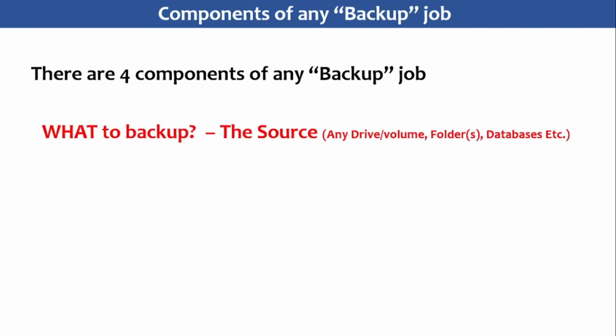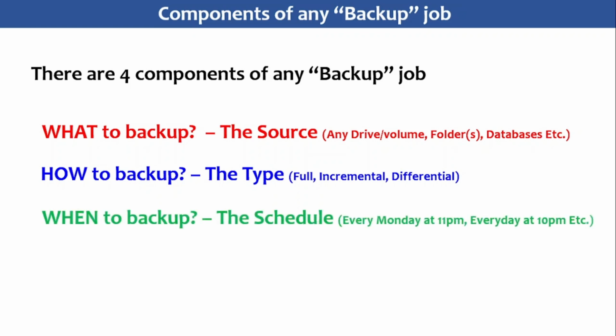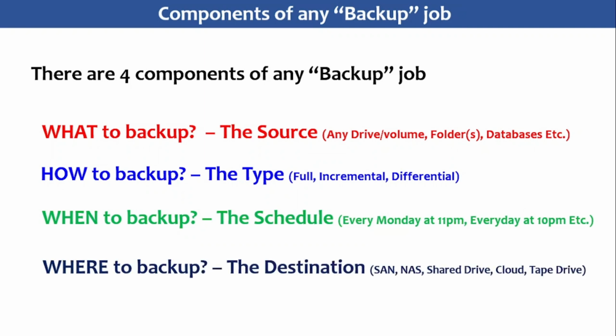In your backup job, the source is always present. It can be any drive, volume, folder, database, it can be anything. How to backup: the type, full, incremental or differential. When to backup: the schedule, every Monday at 11 p.m. or every day 10 p.m. It's again an example over here. And where to backup: the destination can be on NAS, SAN, drive, shared drive, cloud, tape drive, etc. So these are the four components of any backup job. You will find these four components in any backup tool.